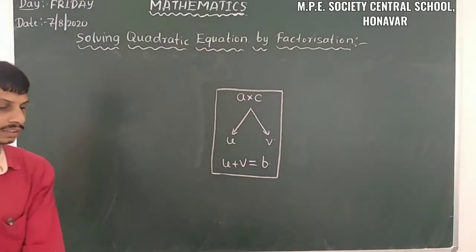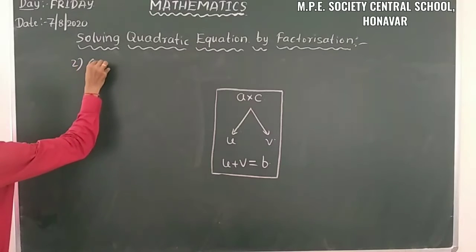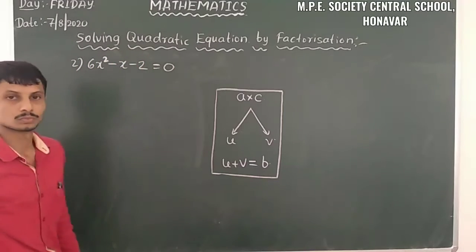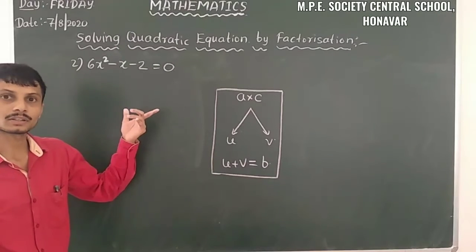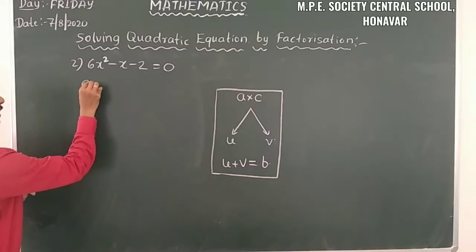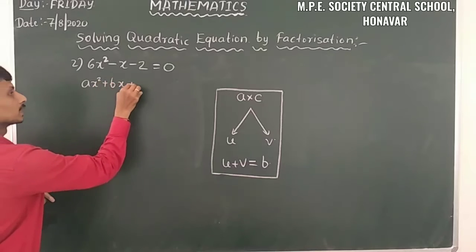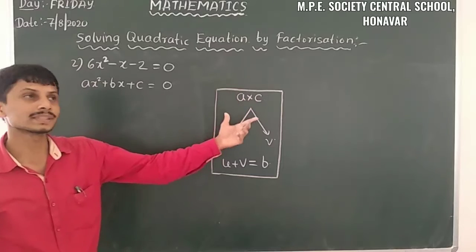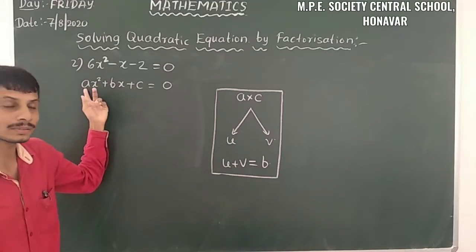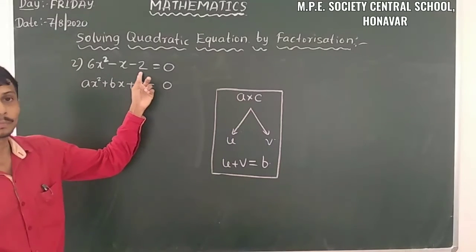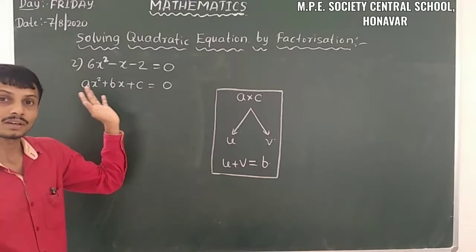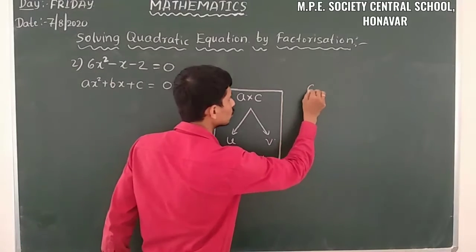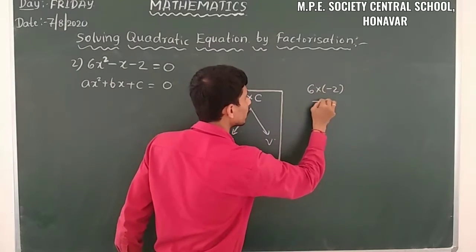Yes, so the next question is 6x square minus x minus 2 is equal to 0. This is another quadratic equation, in the form of ax square plus bx plus c is equal to 0. Firstly, what we have to do? We have to multiply the value of c and the value of a, the constant term and the coefficient of x square. The value of the constant is minus 2 and the coefficient of x square is 6. So that means 6 into minus 2, that is minus 12.